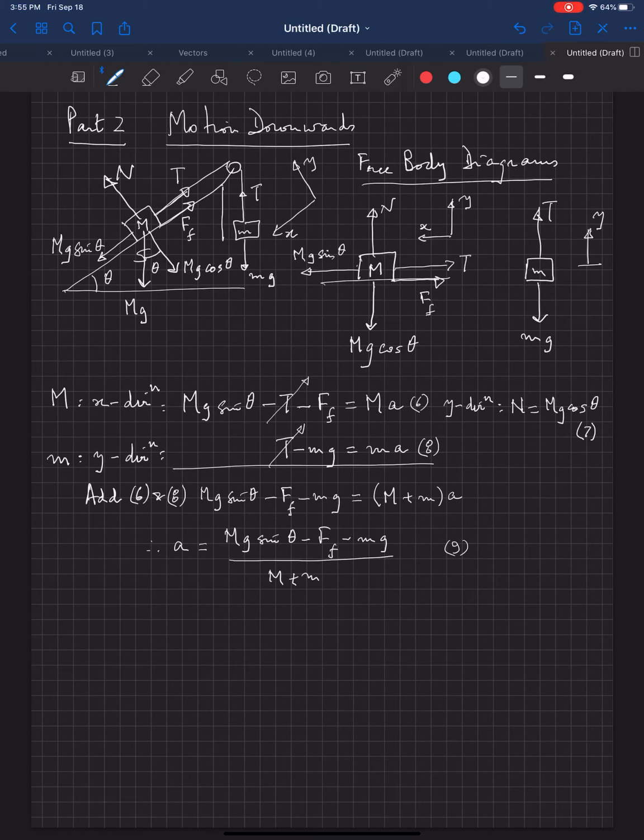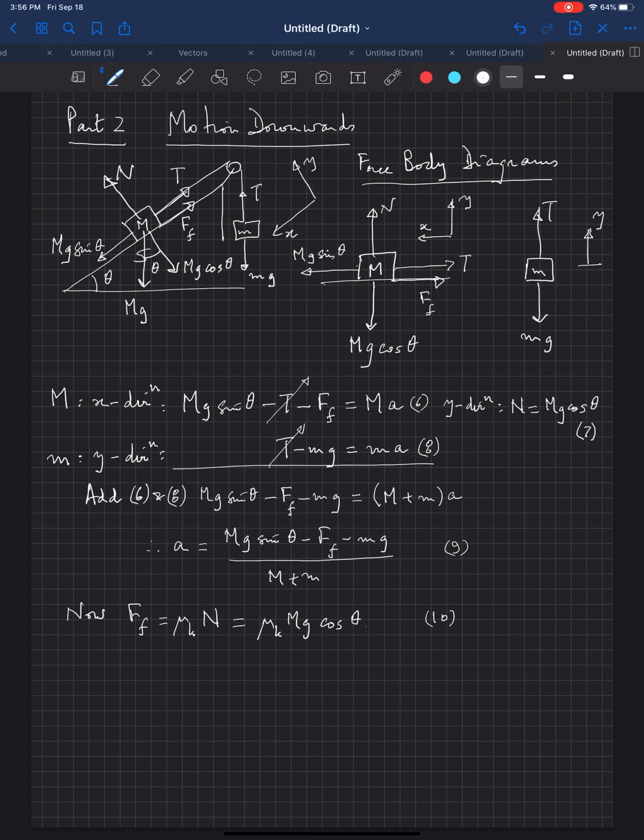Okay. Now we know the following. We now know Ff, the frictional force, is the kinetic coefficient of friction, because it's moving, times N. And this is equal to mu k times N. Now, what is N? Well, N is given to you in equation 7. N is simply mg cosine theta. Let's call this equation 10.